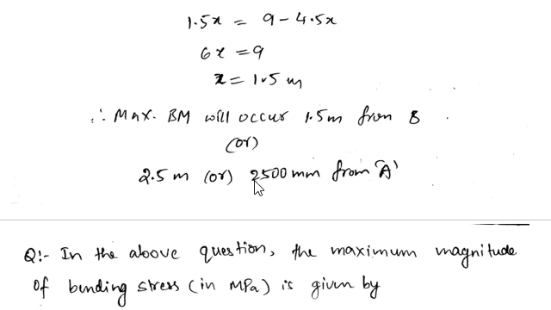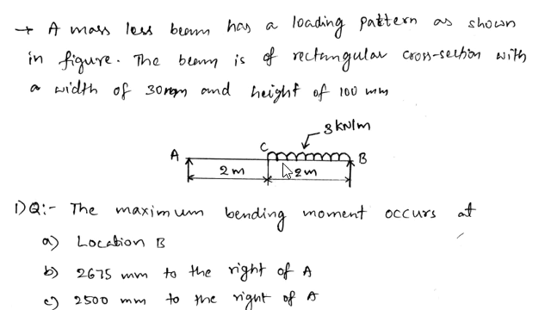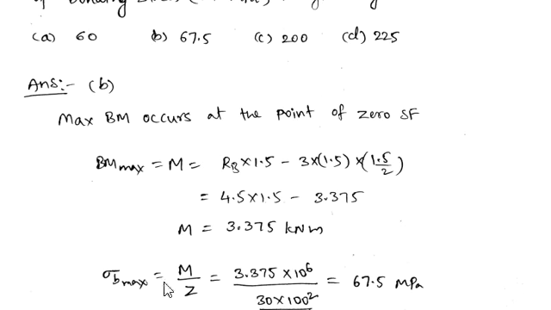The next question is given in the above question, meaning the same previous question: the maximum magnitude of bending stress in megapascals. So this question is asking for the magnitude of maximum bending stress, which we have to find out. If you require maximum bending stress, it is the maximum bending moment divided by Z, the section modulus.